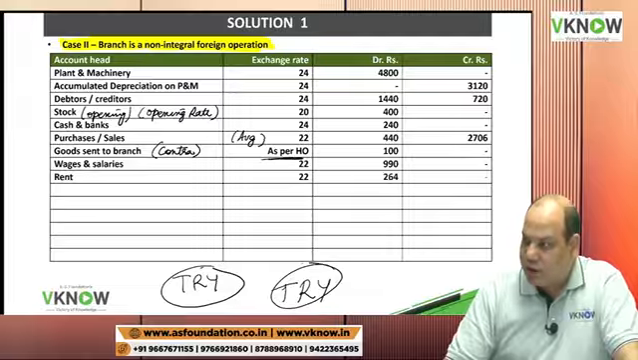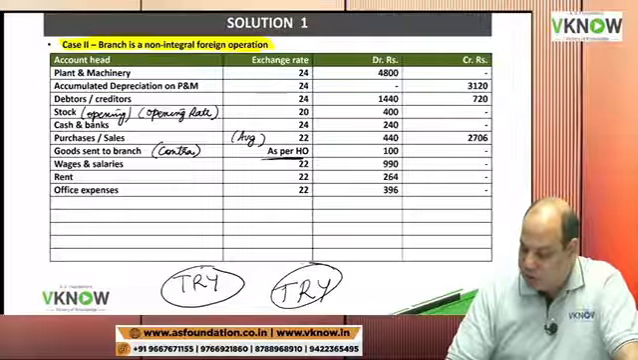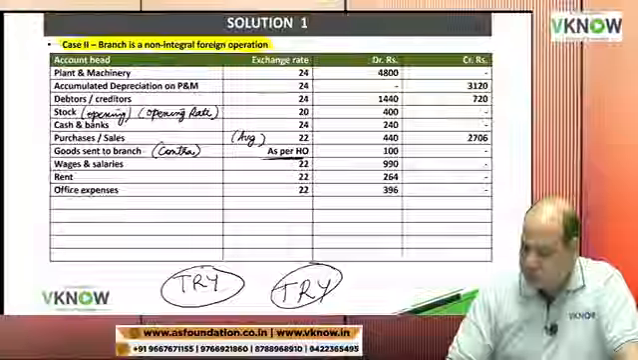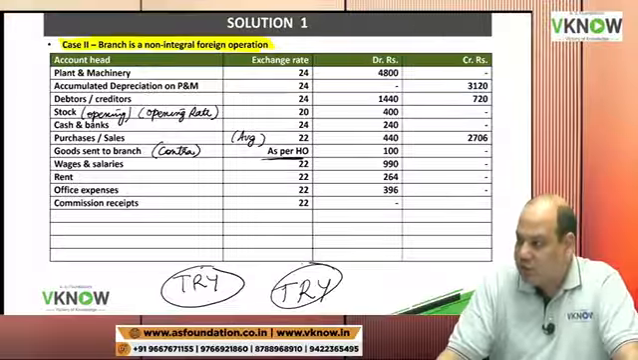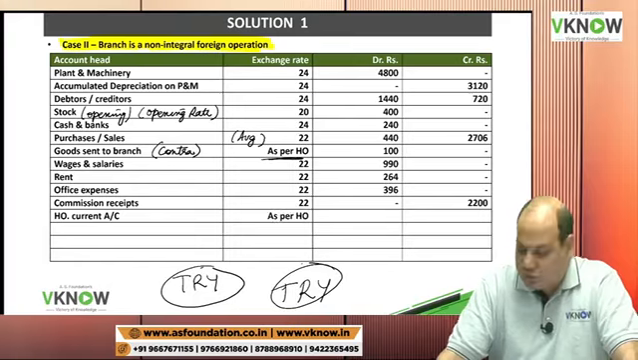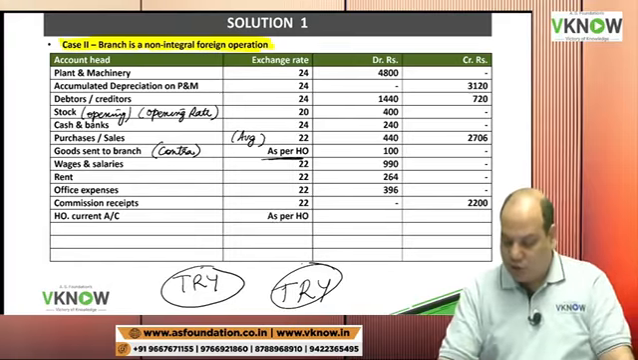Wages and salary, average rate, 22. Rent, average rate, 264. Other expenses, average rate, 22. Commission receipt, keep checking the calculation, average rate, 2200. HO current, again contra.